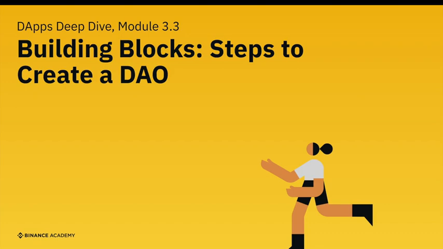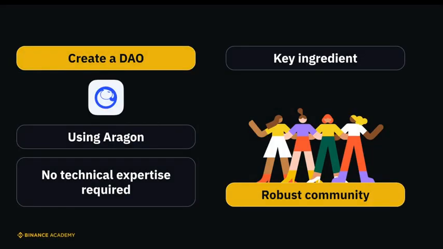Welcome to Module 3.3, where we'll delve into the step-by-step process and essential tools required to create and oversee a DAO, or a decentralized autonomous organization. Creating a DAO is made remarkably straightforward with the aid of DAO creation platforms like Aragon. Anyone without technical expertise can launch a DAO.